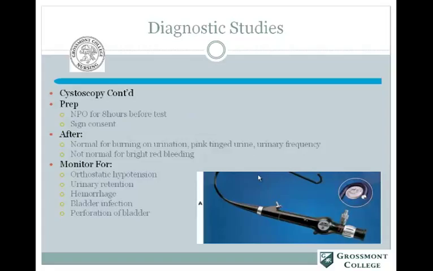So cystoscopy is an OR procedure, so they will be sedated, and therefore they'll need to be 8 hours NPO. They will have to do a consent, and they're going to be put up in the stirrups. So an important thing we need to remember here is when they come down from the stirrups, we want to take the legs down together gently and slowly, and that requires 2 people. It's not good on your back if you try to take both legs of somebody down out of the stirrups. And the reason we want to do it gently and slowly is because there's a risk for hypertension.